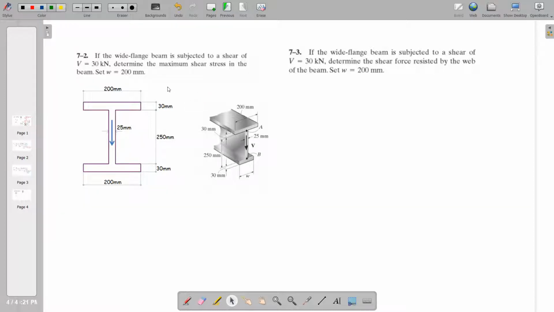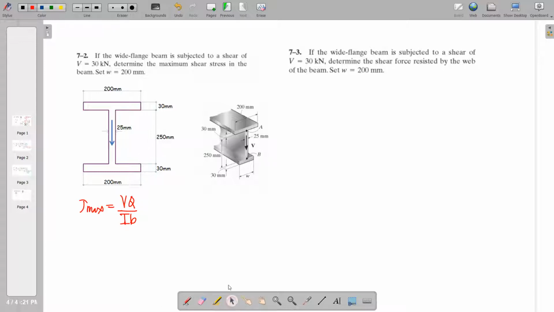So basically, for number 2, determine the maximum shear stress in the beam. Talking about the maximum, we are going to use the Q maximum, wherein all of the area above the neutral axis or below the neutral axis could be utilized in the formula tau max is equal to VQ all over IB.